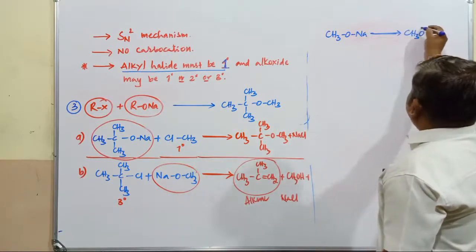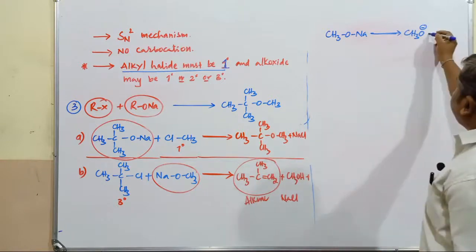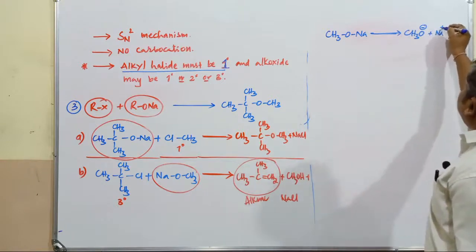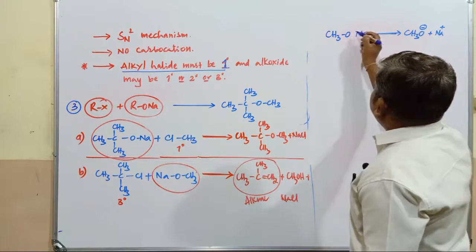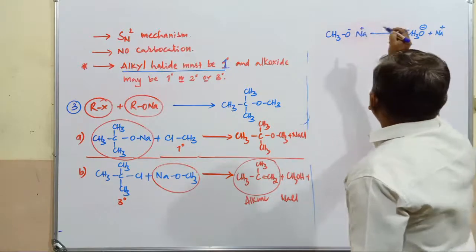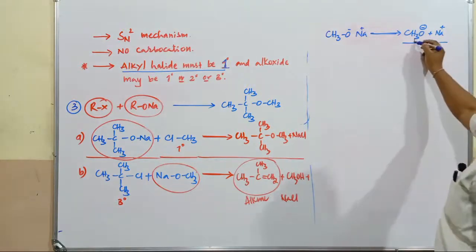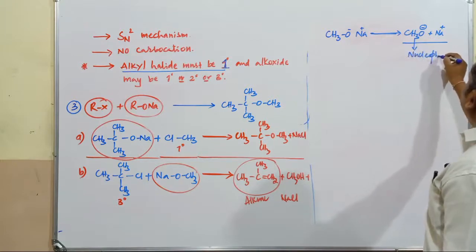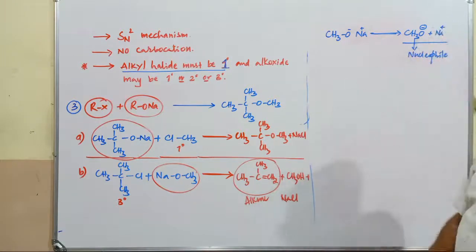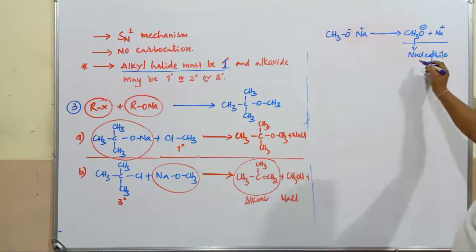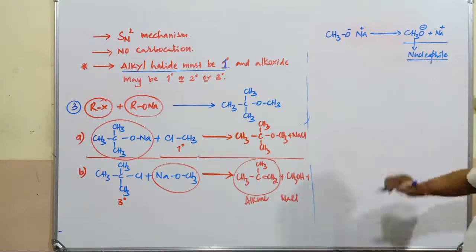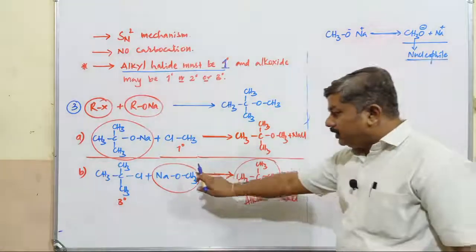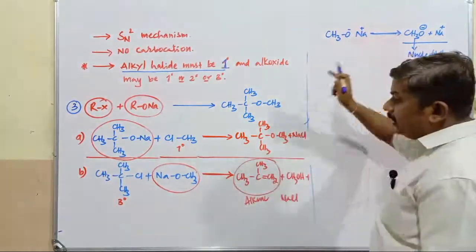This dissociates into CH3O minus and Na plus. This gets separated. This one is going to be considered as the nucleophile. What is the name of this nucleophile, students? Methoxide. Methoxide is going to be considered as a strong nucleophile. Now this nucleophile methoxide should attack the molecule.